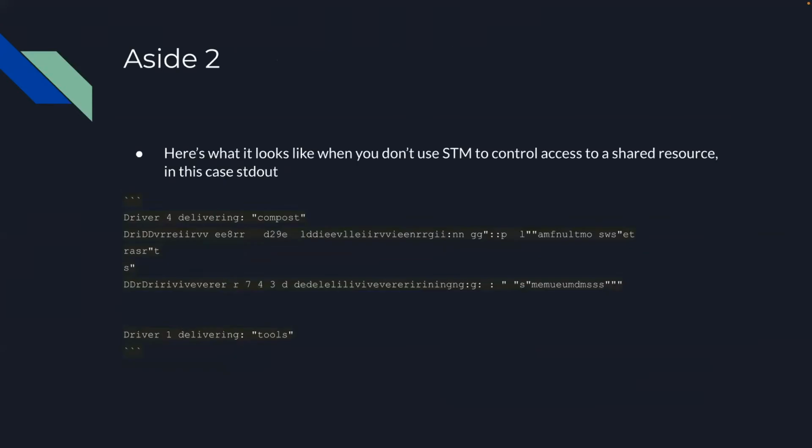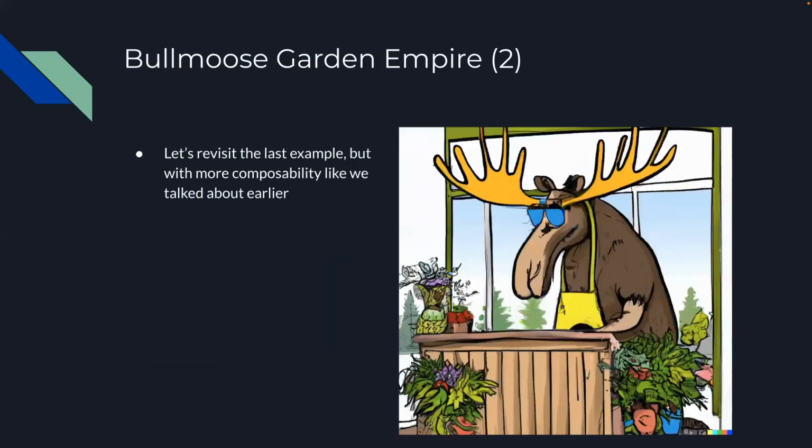Okay, so let's do the exact same example of this garden empire, but I want to do it again showcasing the composability that I said was so great. Because so far we haven't really done much other than use the basics of STM. But the reason this is actually so great is not just the simplicity of using it, it's the composability of operators inside of STM.